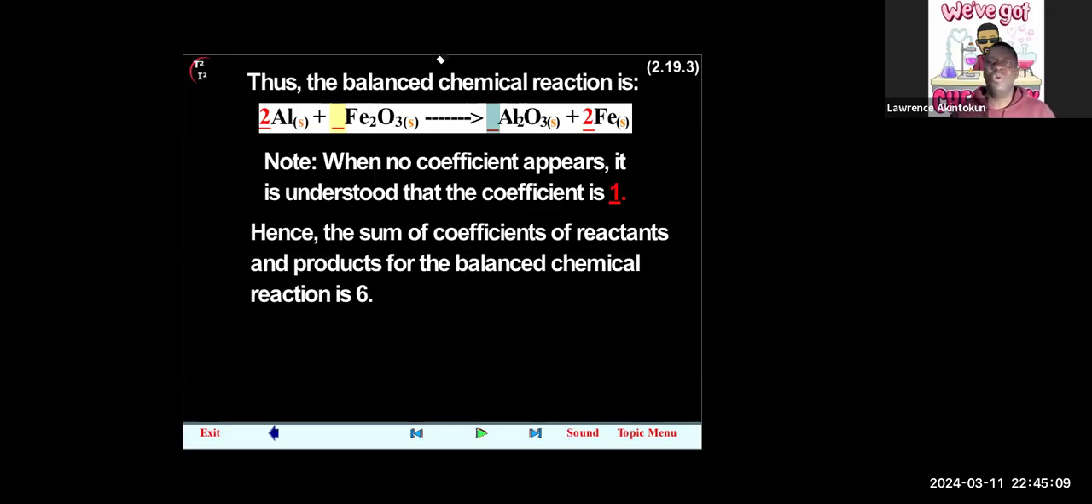All right, this method is called the RAP method. RAP, R-A-P, means reactants, atoms, and products. That is the method we just used, which I'm going to use again in the next couple of examples.